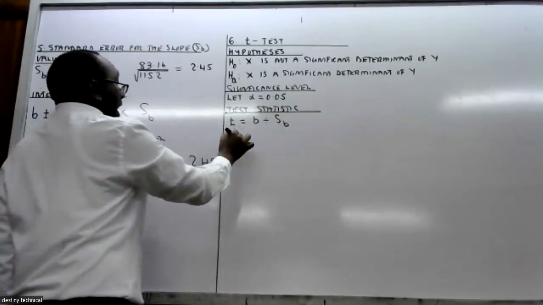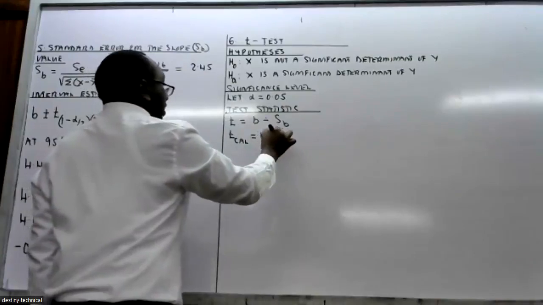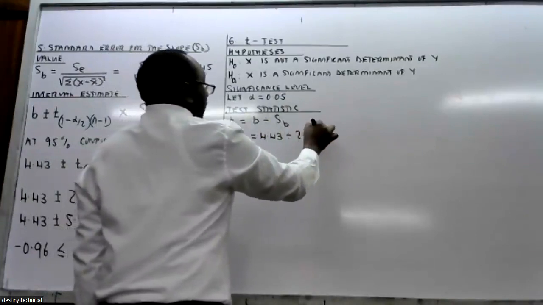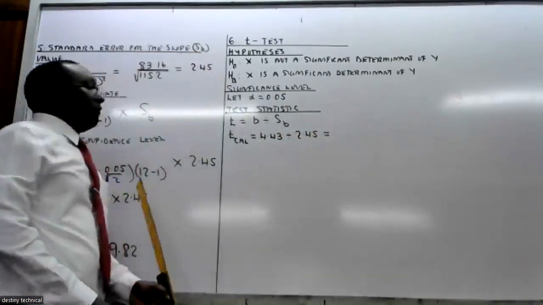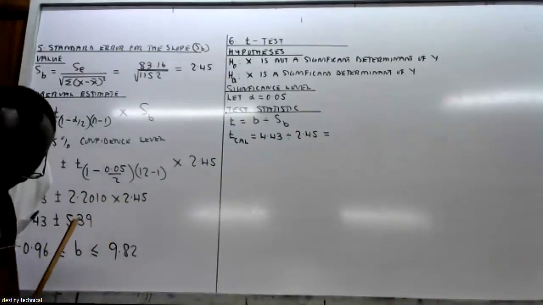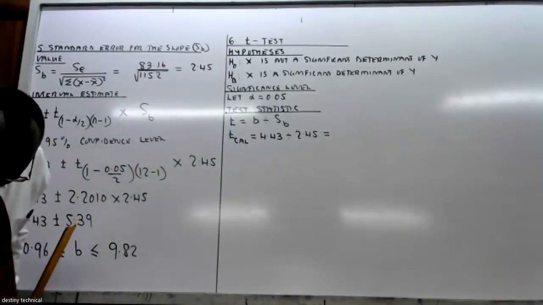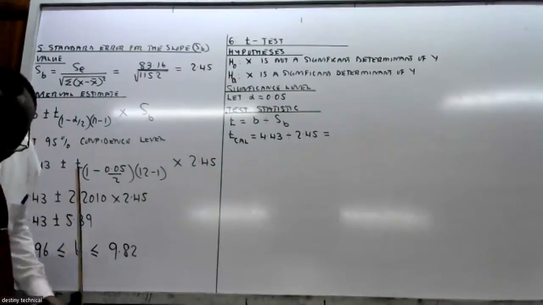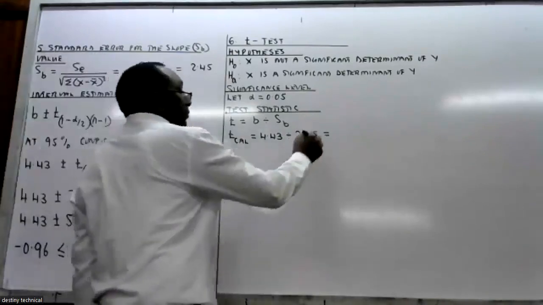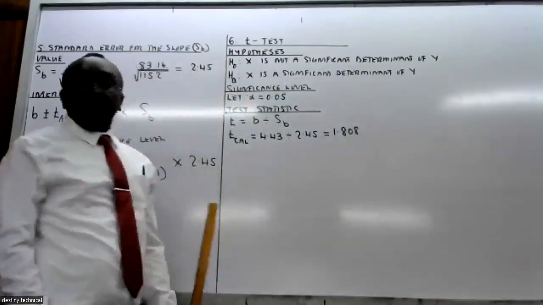So our T calculated will be 4.43 divided by 2.45. So 4.43 divided by 2.45. What do you get? 1.81. Okay, 1.808, or 1.81. And use 3 decimals.